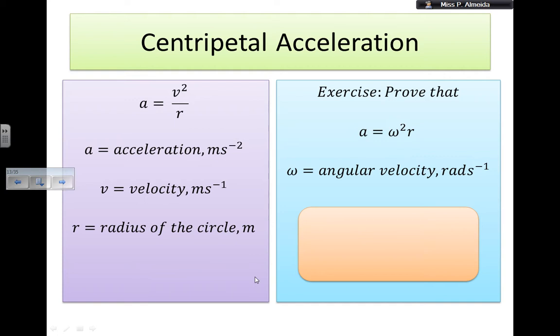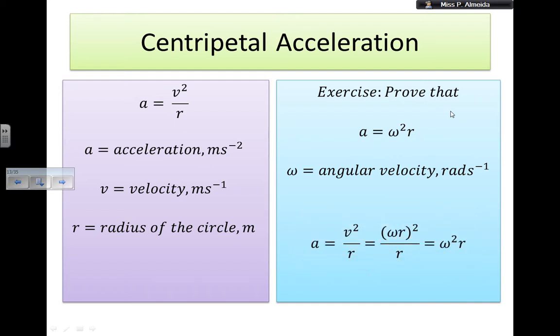Now, because we're talking about circular motion, we should be talking about angular velocity and angular displacement. So I'm going to ask you, and obviously I'm going to show the answer straight away, to prove that the centripetal acceleration is equal to omega squared times r, where omega is the angular velocity in radians per second, and r is the radius of the circle or the curvature in meters. And it's really easy to demonstrate that.